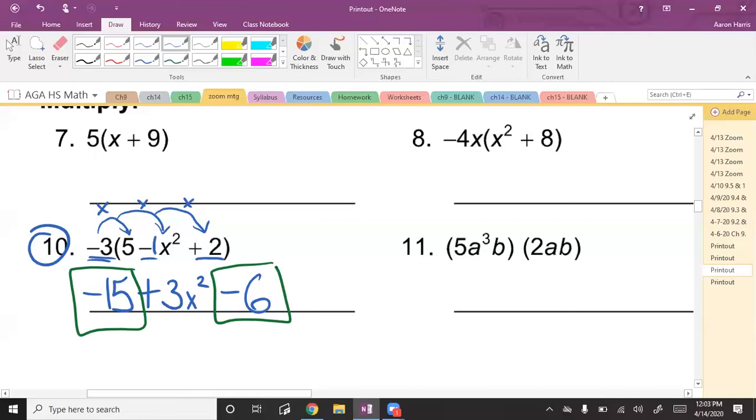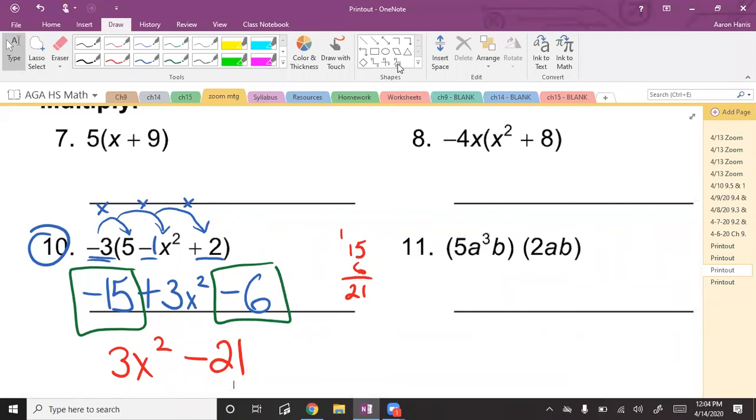Do you see any terms that you can combine? -15, -6. Yes, because they're both what? Negative. Constant. Not because they're negative, they're constants. They have no variables, correct? Oh, yeah. So -15, -6, they're the same sign. So you add them. What's 5 plus 6? 11. Carry the 1. What's 1 plus 1? 2. Since they're both negative, I keep the negative and I write what number? 21. Does that make sense? Yeah. Beautiful.